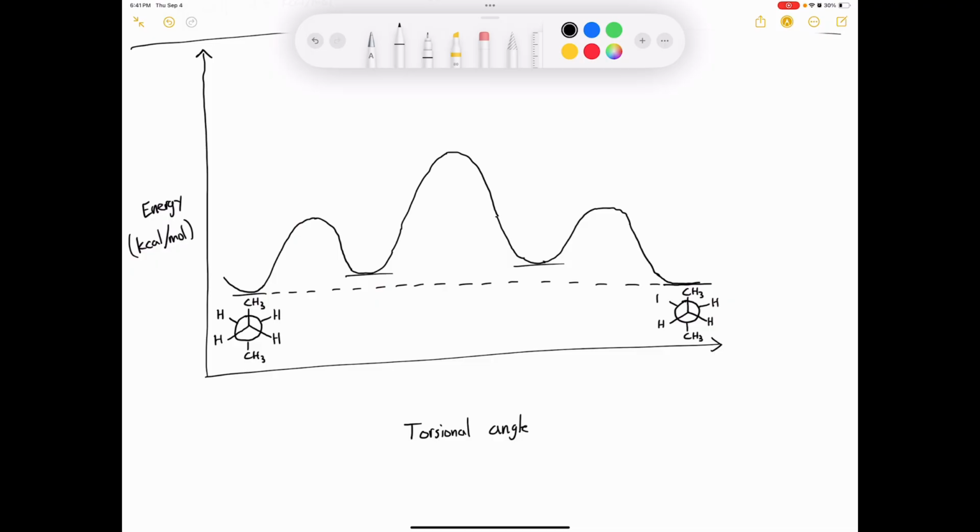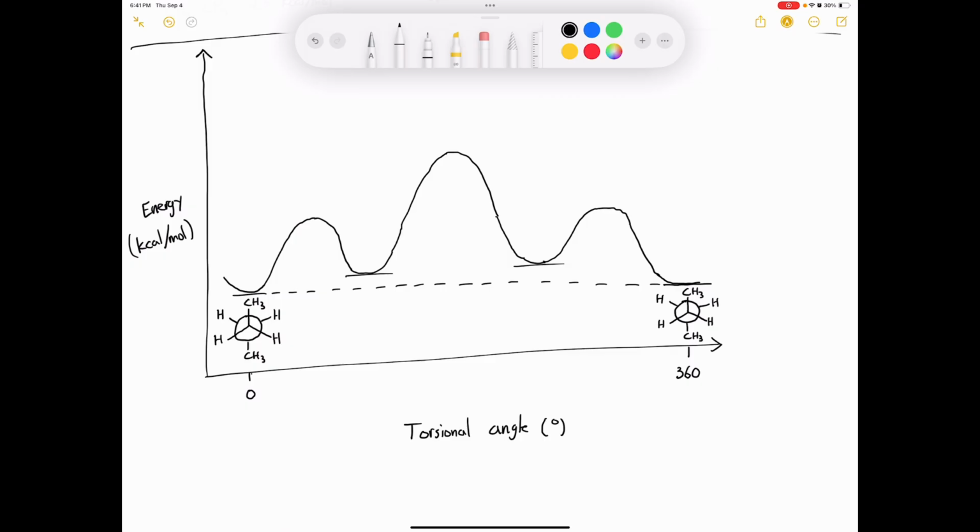So these 2 positions would be when we did not rotate at all, so at 0 degrees rotation. And this is when we made a full revolution, 360 degrees. So those 2 conformers should look the same. They're the most stable because they're the lowest energy here.